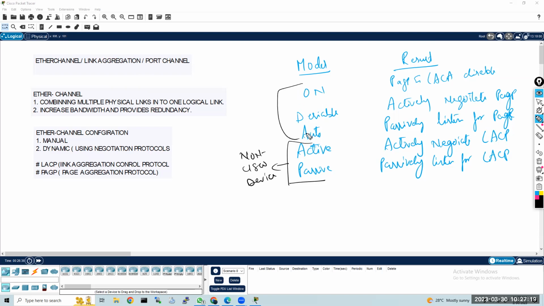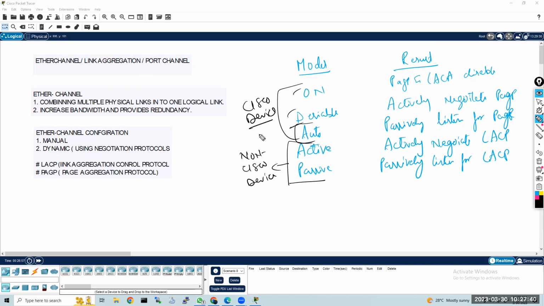Non-Cisco device. Or these are mostly used only for your Cisco device. So right now we'll do any one of these labs. I think mostly the auto, because we know in Packet Tracer we don't have any other non-Cisco devices. There's no option available here.